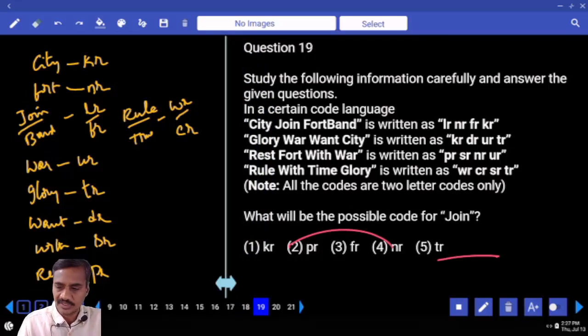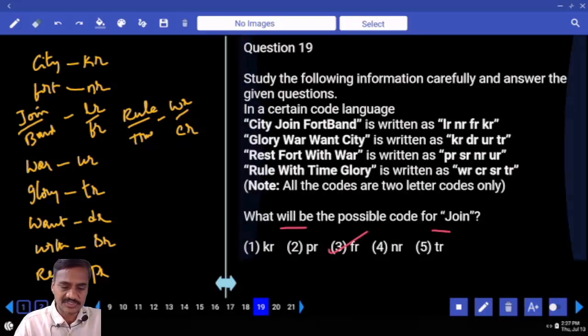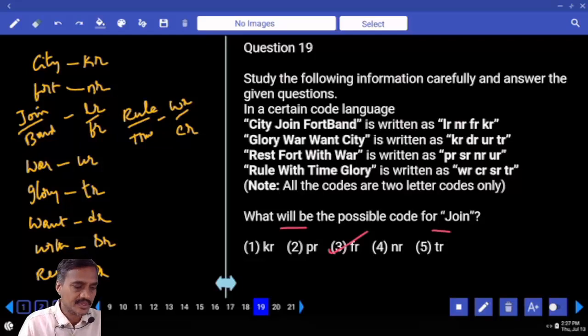And the 19th one, and join. And the code given to the word join, LR or FR. Possible code: LR or FR, out of which FR is given, that is choice 3. 19th one.